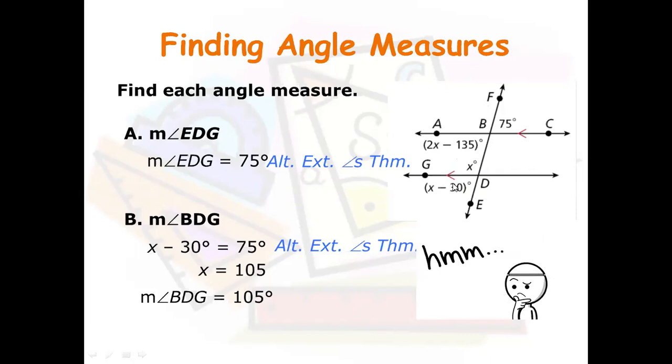This is x minus 30. We cannot do anything unless we know the value of x. Can we do anything with this? No, because again we need the value of x. But they gave us 75 here. So let's use the trick.